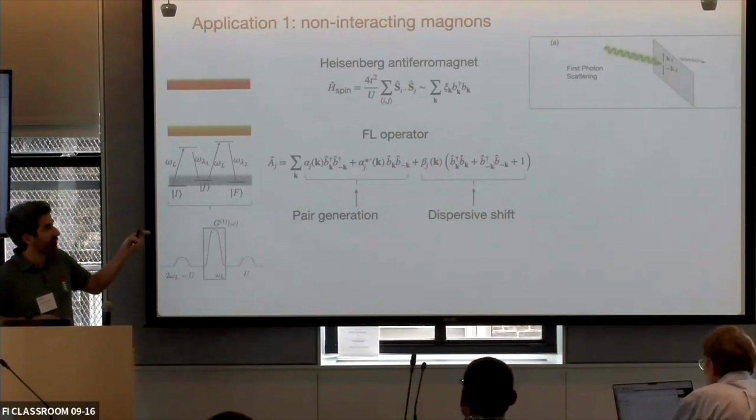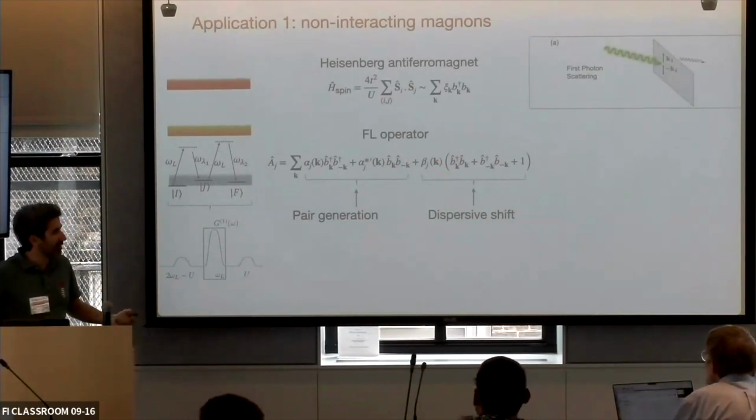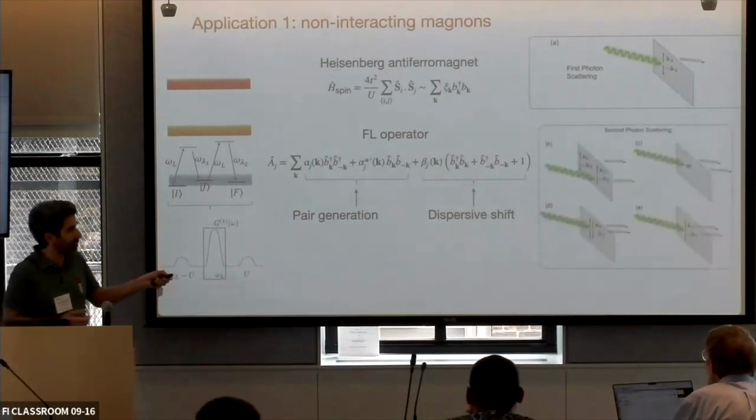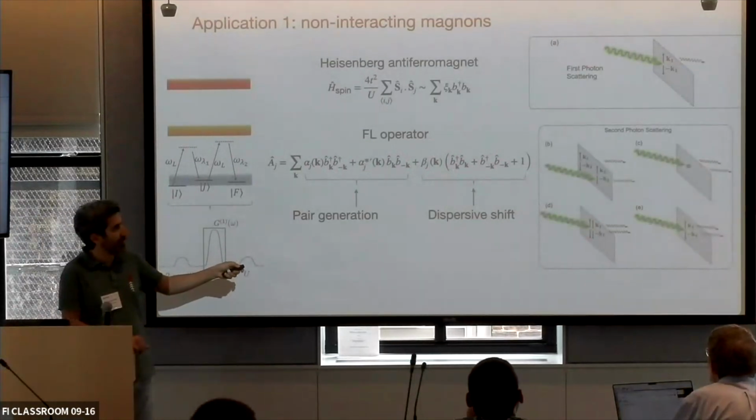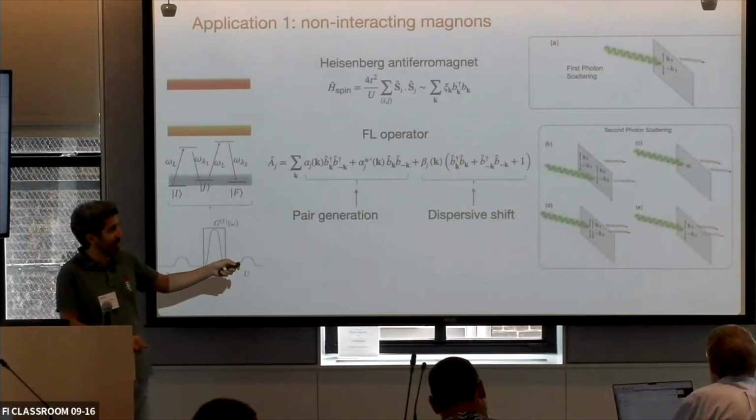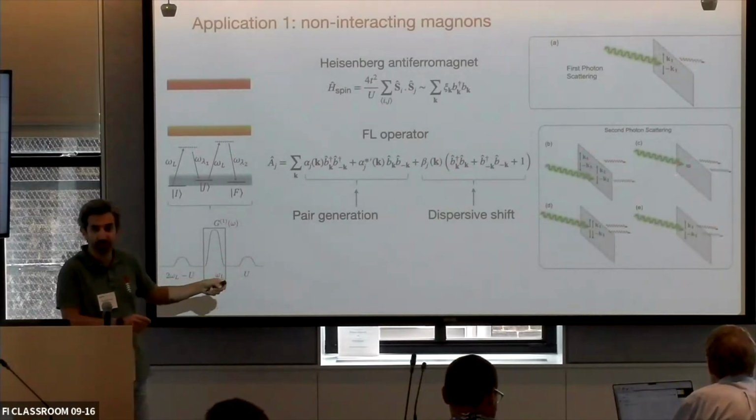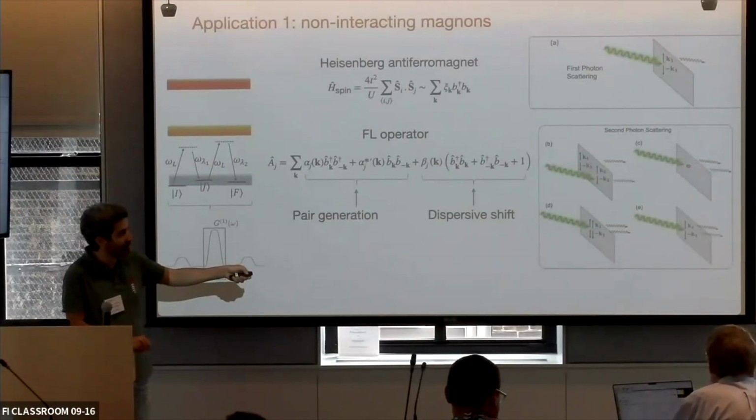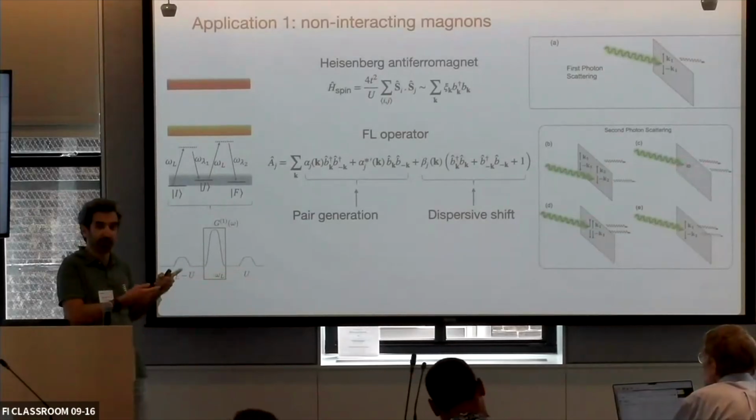If I'm doing just one photon scattering or intensity measurement, this doesn't matter. But when I'm doing 2 photons, it may matter. So what are the 2 photon processes? The first photon is absorbed, creates 2 magnons, and emits a photon. Now the second photon comes in. It can annihilate these 2 magnons and then create another photon. That would make these 2 photons correlated with each other. So this is kind of a cute signature.